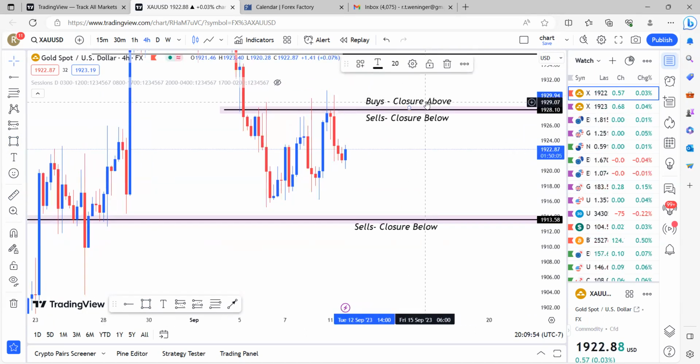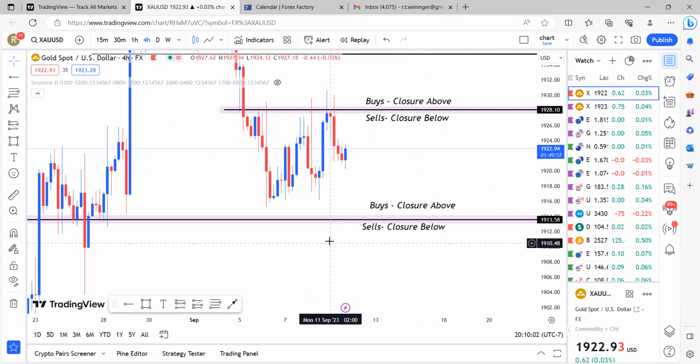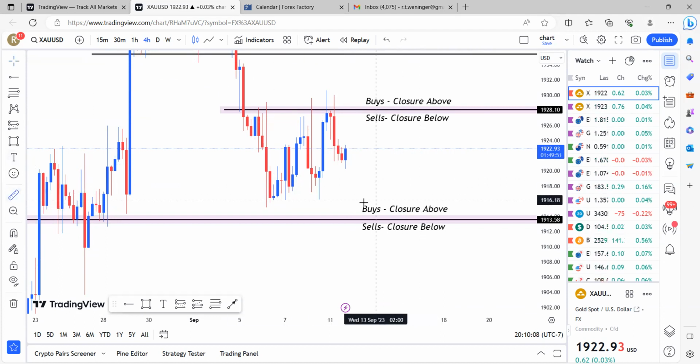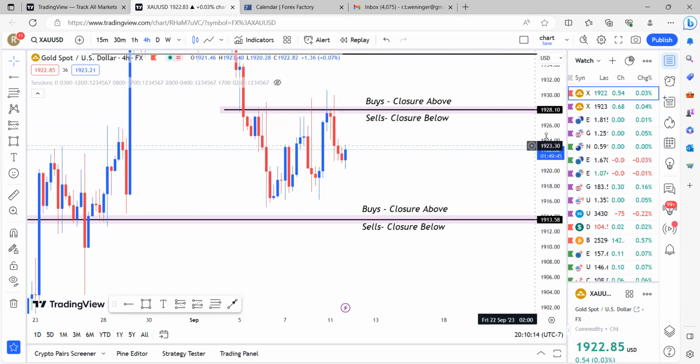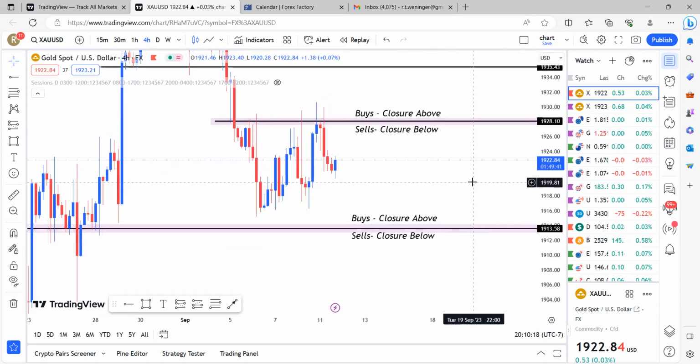And you have buys, closure above. So I hope that you guys understand that. Full closure below, you're taking sells. The reason you'd be taking buys here is, again, failure or inability to close below gives you the best risk to reward going the opposite way. So we're able to take positions both ways.